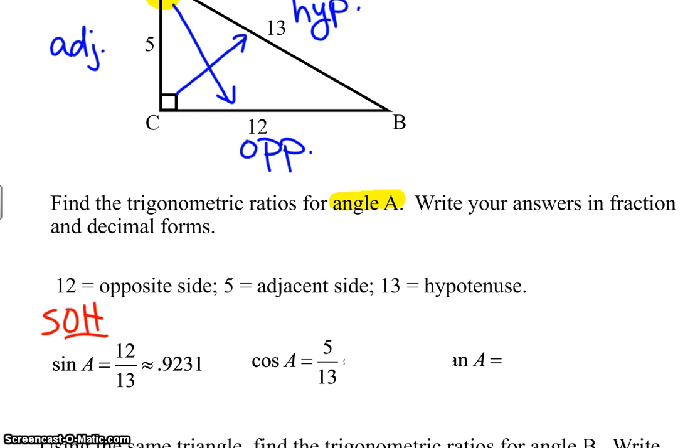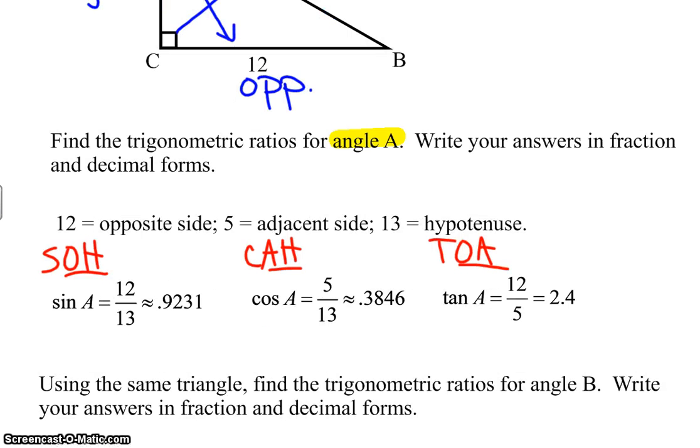Now, the cosine was CAH, or adjacent over hypotenuse, and you can already see that I started with 5/13, and 5/13 in decimal form was 0.3846, and the last one is tangent or TOA, which is opposite over adjacent. The opposite side was 12, the adjacent side was 5, so the tangent for this problem is 2.4. Since it was an exact decimal, I didn't need approximate signs, and I was able to go to 1 decimal place.